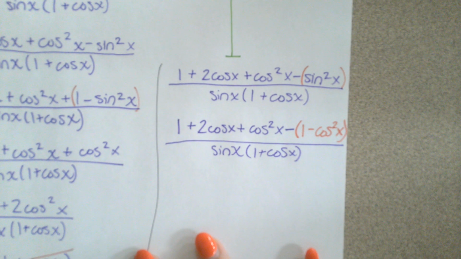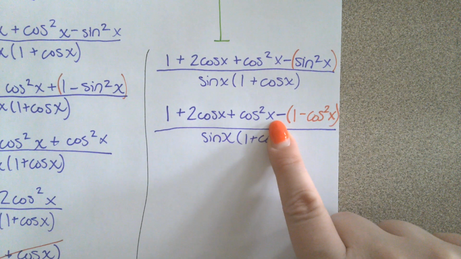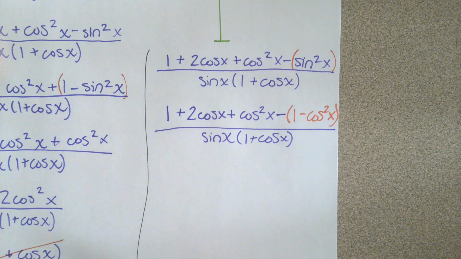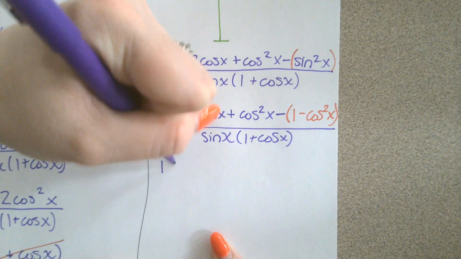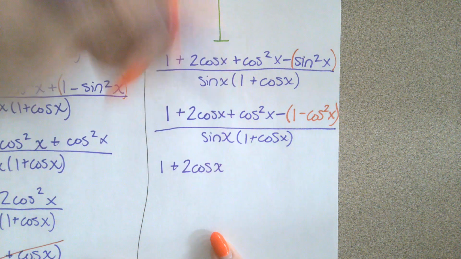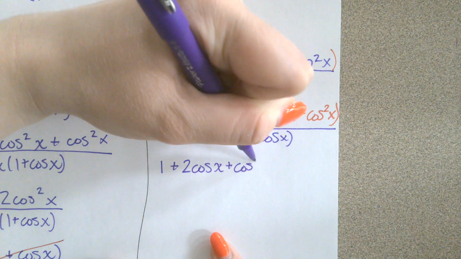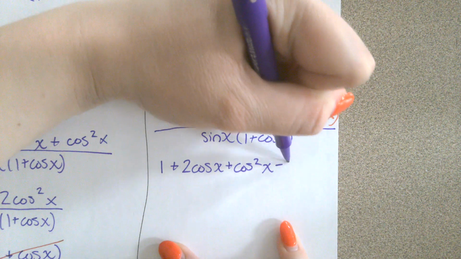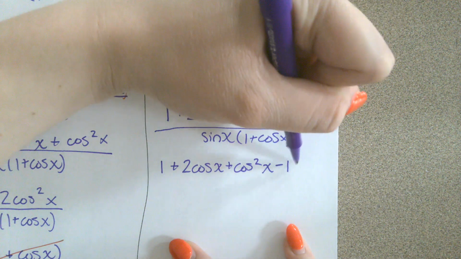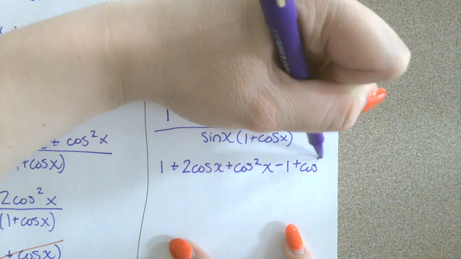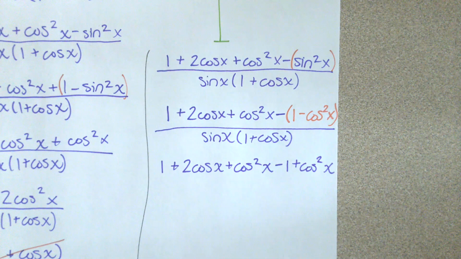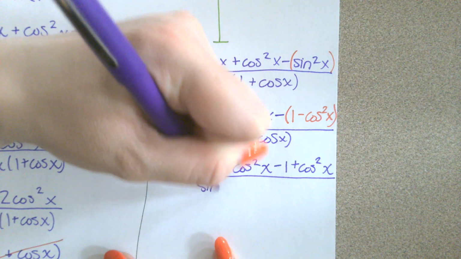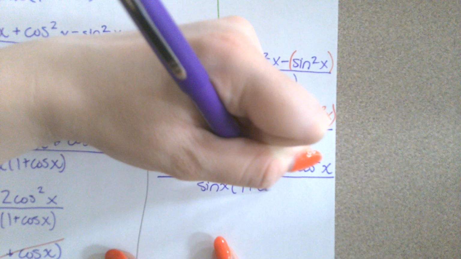All right, from here, you need to be careful with that negative. Remember, treat it like a -1 and distribute it inside. That's exactly what I'll do. 1 plus 2 cosine of x plus cosine squared x. Distribute that, that becomes a negative 1. And then distribute it, this becomes a positive cosine squared x over my denominator, sine of x, 1 plus cosine of x.